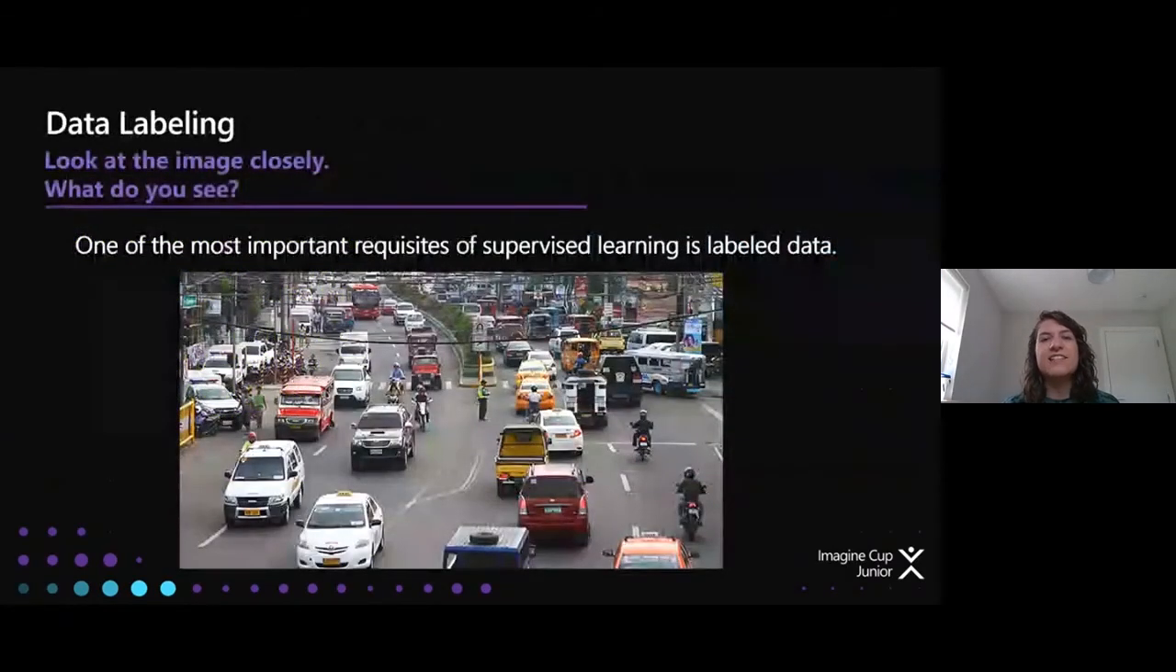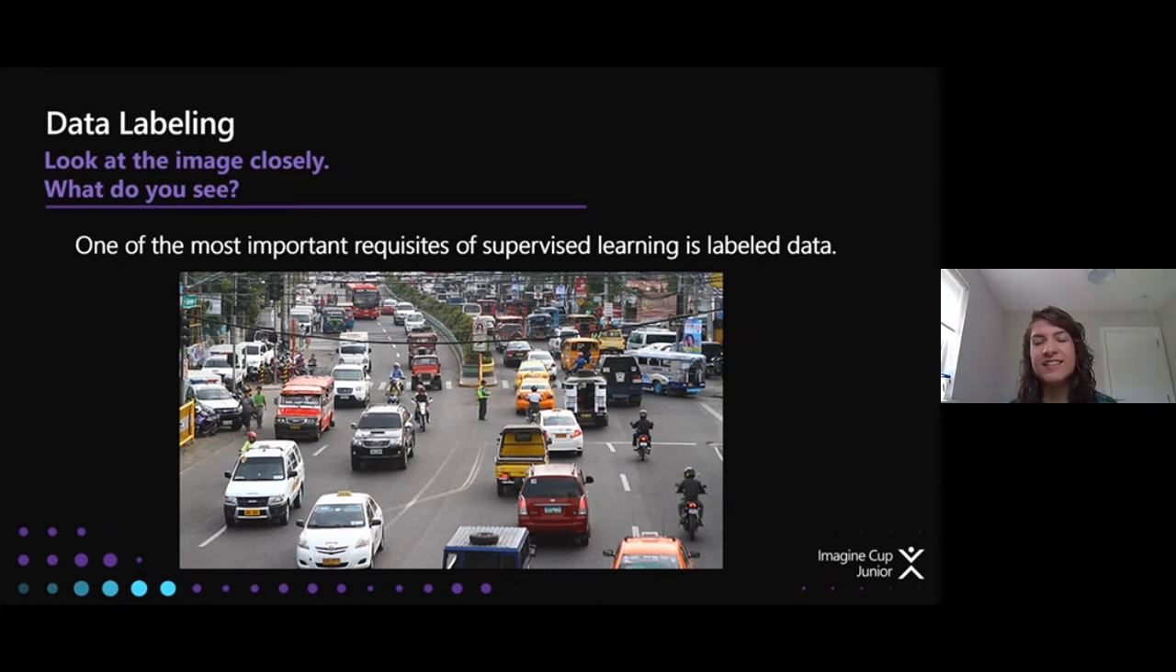Data labeling is crucial for this, okay? So for supervised machine learning, like I said, we're using training data, and that training data needs to be labeled, okay, to get that algorithm to really work efficiently towards the outcome we want. So if you look at this picture here in the image, as humans we can see vans and cars and taxis and motorbikes and people, okay? But right now, this image is not labeled.